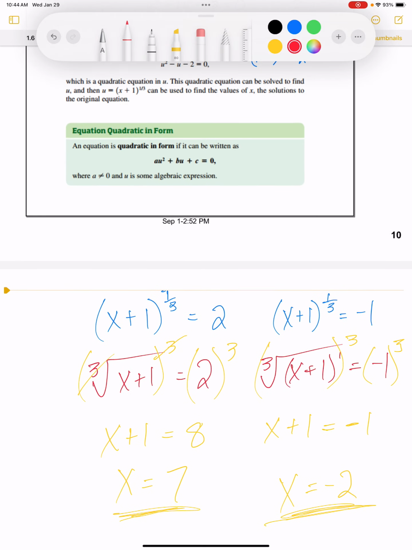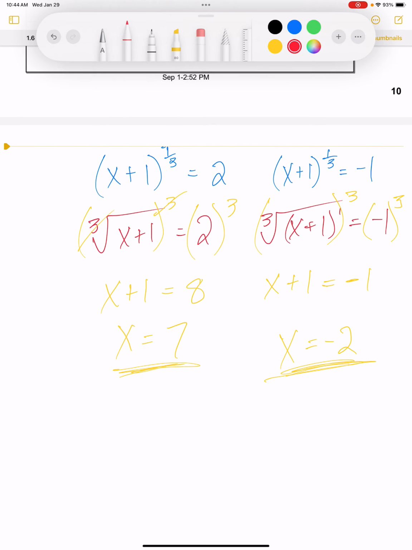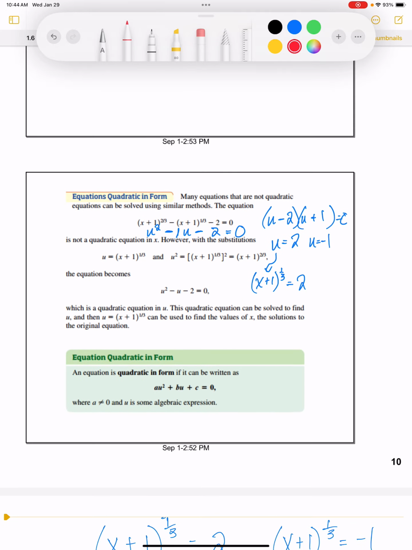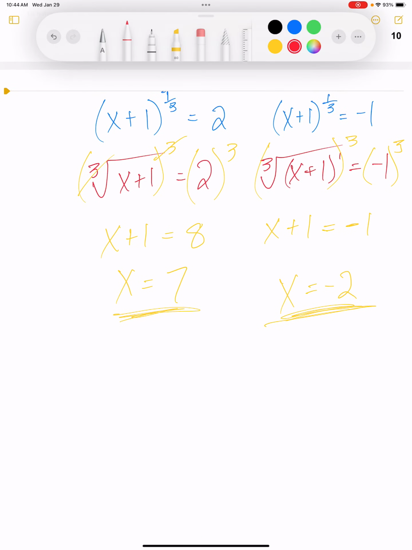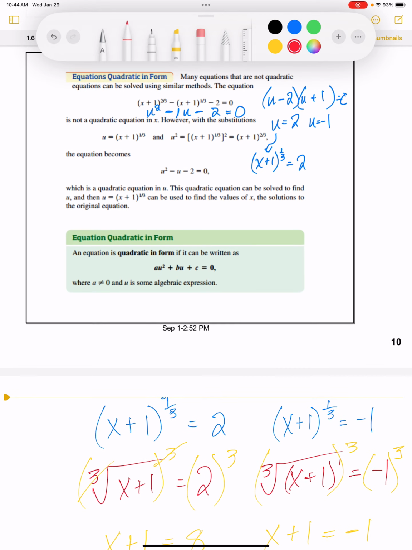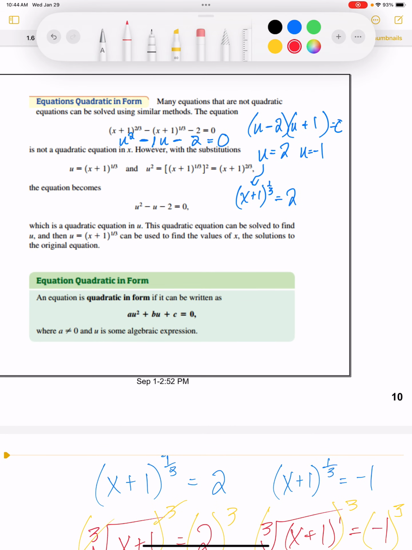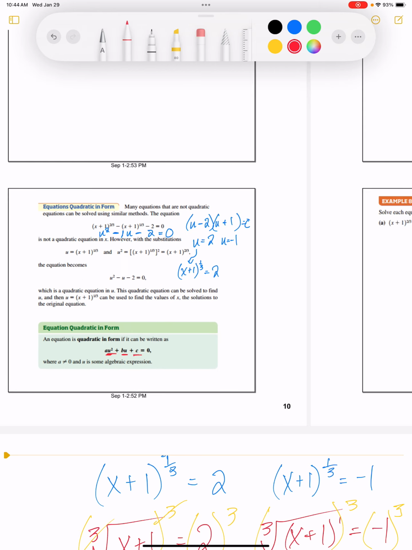I'm saying x is equal to 7 and x is equal to -2. That's my answer. I feel confident. All right, let's go on to the next one. Let's try another one. The idea is we put this in terms of u. Instead of x, we're putting it in terms of u, but u has got to be equal to something. All right, so let's come over here.